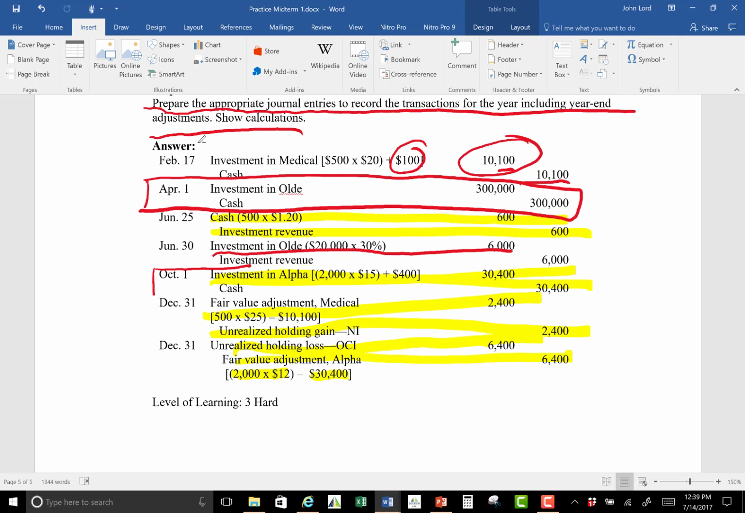Okay, so you can expect something like this. I'm not saying it's going to be a chapter 12, but something where I am giving you a set of facts and maybe I'm asking you for journal entries, or I could be asking you to calculate a series of numbers. So I could have asked you, for example, what is the unrealized holding loss at December 31st or something like that, and you would have had to give me that number by being able to calculate these.